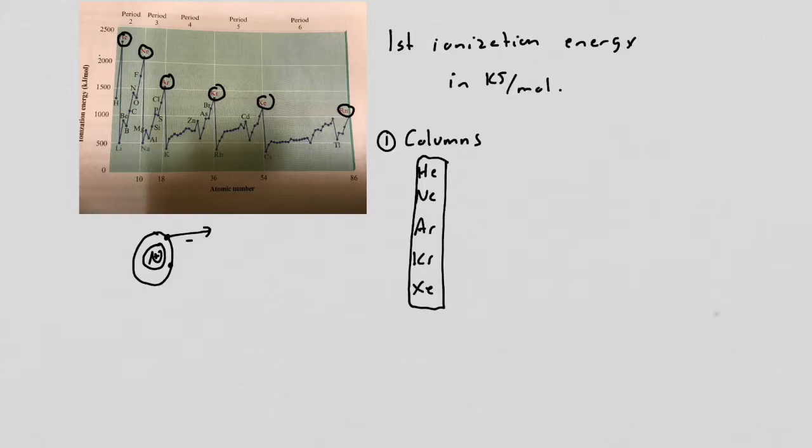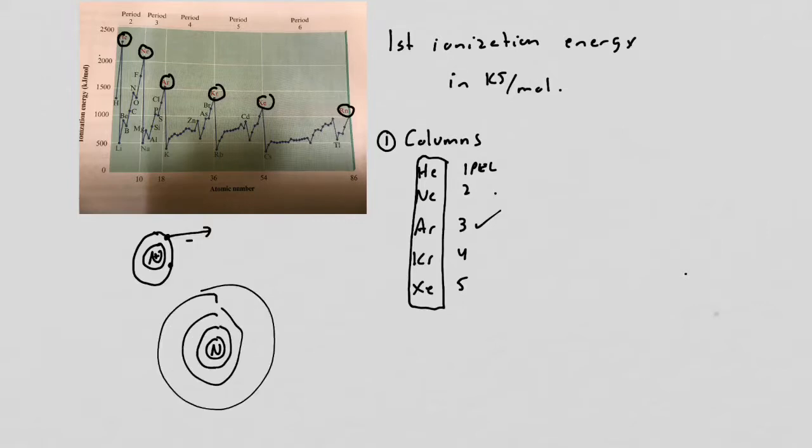As we go down the column, what's critical is that we get more energy levels. Helium has 1 energy level, and its valence electrons are in the first one. Neon has 2, argon 3, then 4th and 5th. Make sure we're clear, we're not removing a core electron; we're removing a valence electron. So let's say we get down to argon with 3 energy levels. Here's our nucleus for argon, and it's got 1, 2, 3 energy levels.